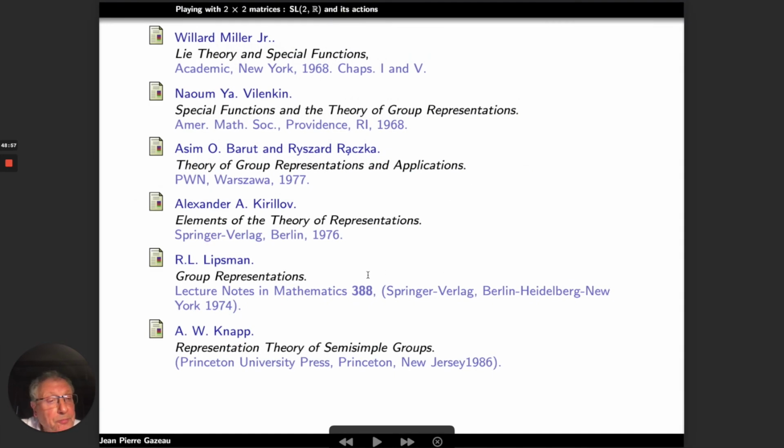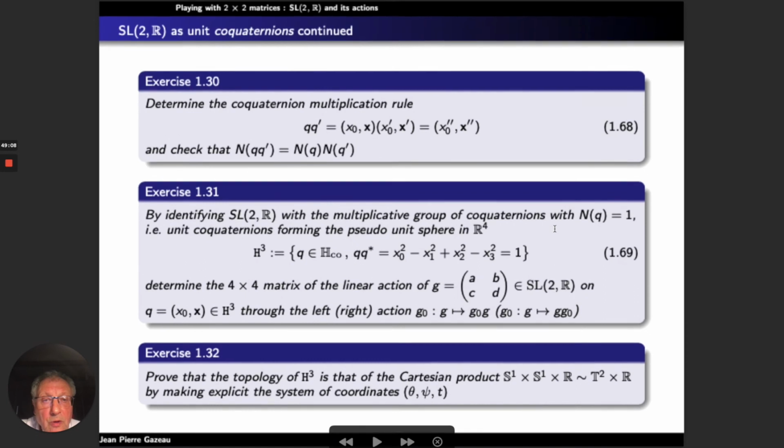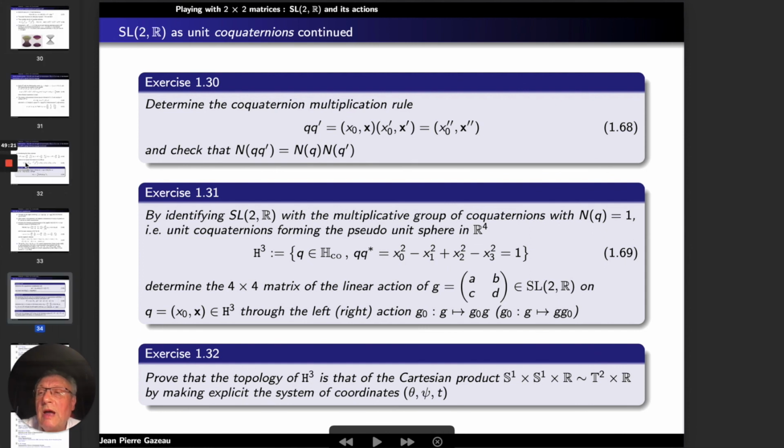So here I give a list of references which can be useful for completing your culture in group theory and representations. So this ends the first lesson, and we are going to start the second lesson.